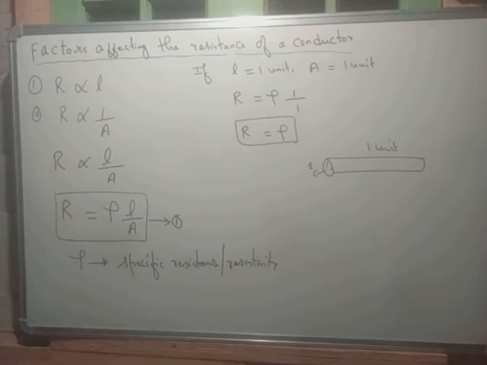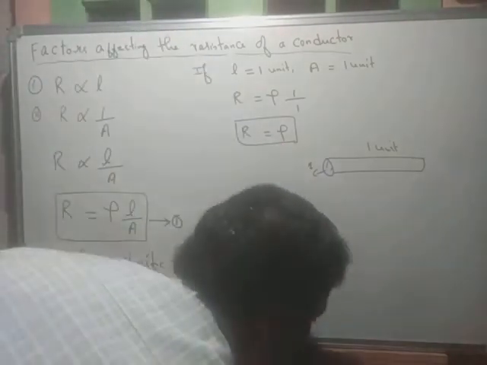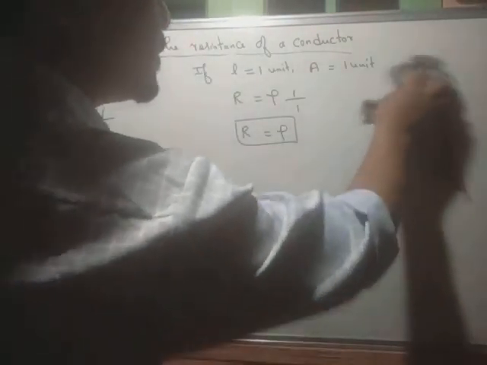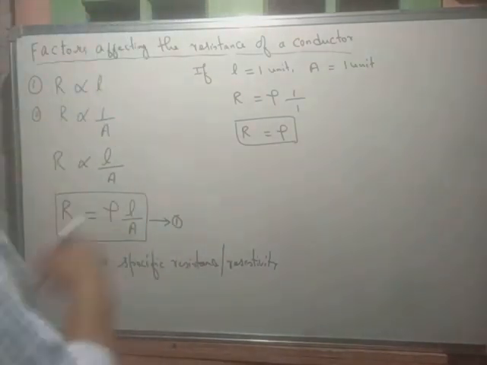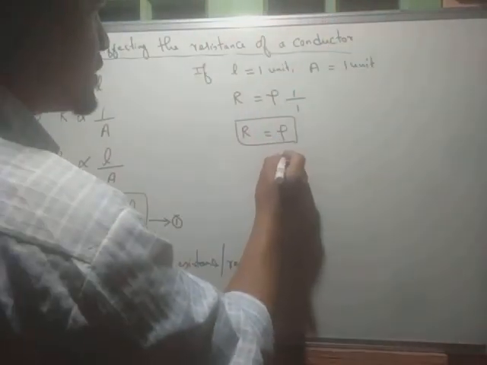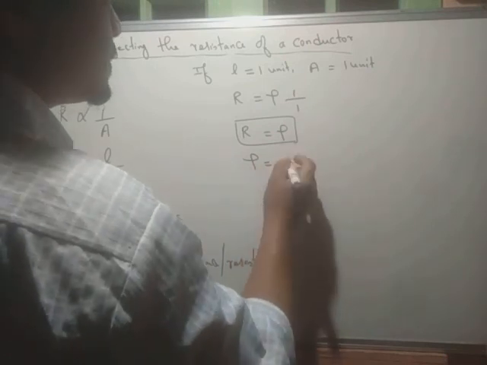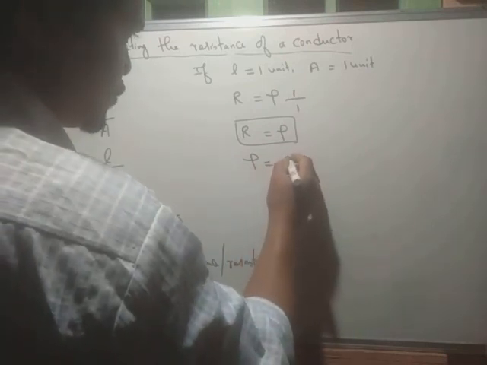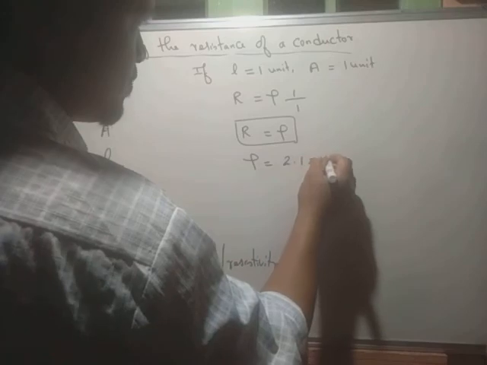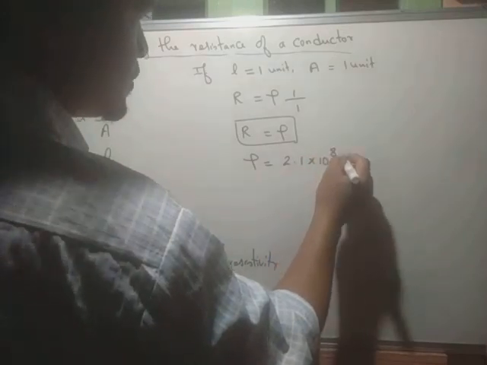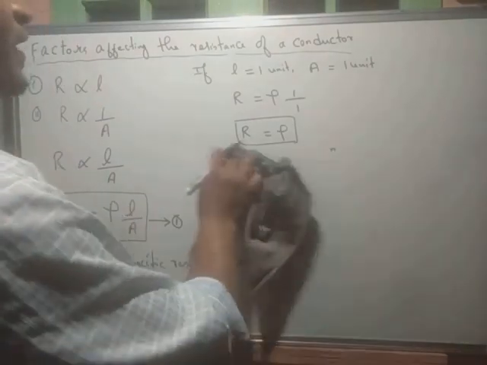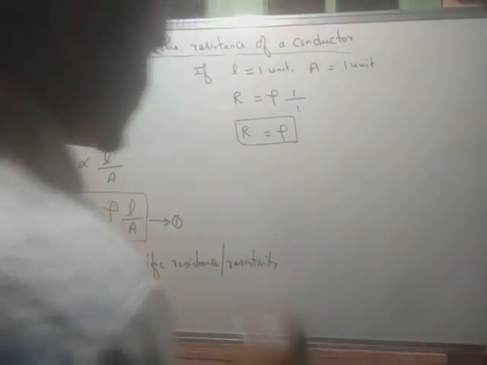Right? Okay, if I'm saying that, let's say, the resistivity of silver is 2.1 into 10 to the power, let's say 8. Okay, I'll explain this in the next video. Okay, so till here I'll stop.